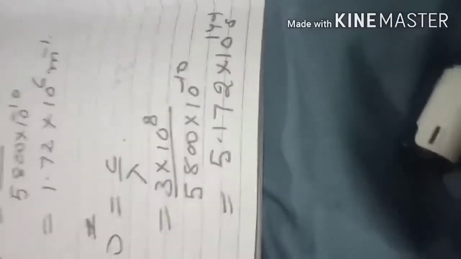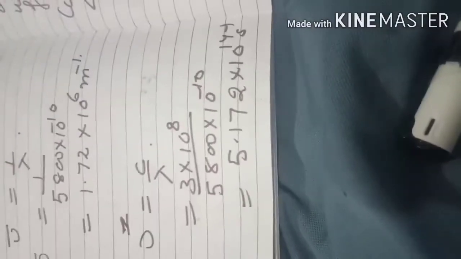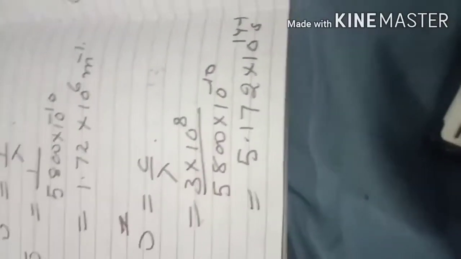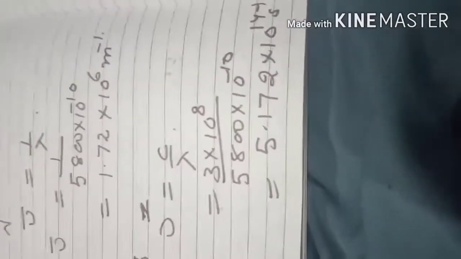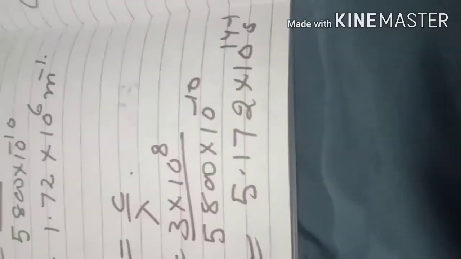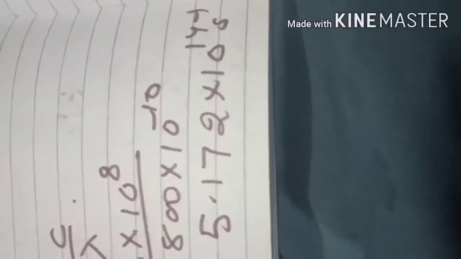Now, in the second case, you also have to calculate the frequency, nu equal to c over lambda. c is well known to you, 3 into 10 raised to power 8 meter per second. Wavelength is given to you. So, inserting these values, you will get the frequency 5.172 into 10 raised to power 14 per second.